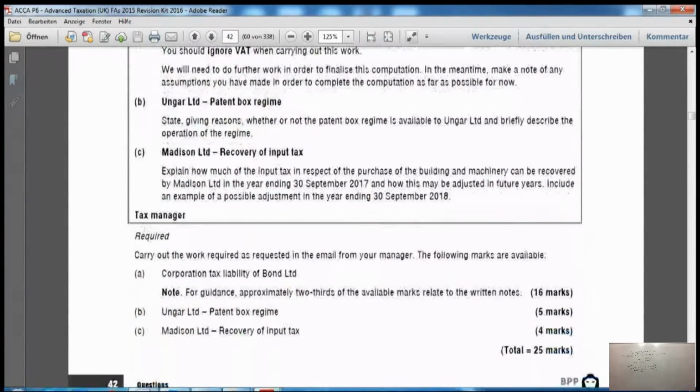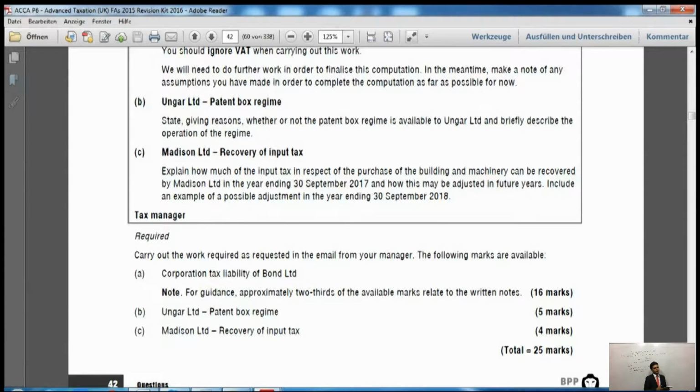Let's go to the bottom of the question and read the requirement. It says part C here, Madison Limited, recovery of input tax. Explain how much of the input tax in respect of the purchase of building and machinery can be recovered by Madison Limited in the year ended 30th September 2017, and how this may be adjusted in future years. Include an example of a possible adjustment in the year ending 30th September 2018.